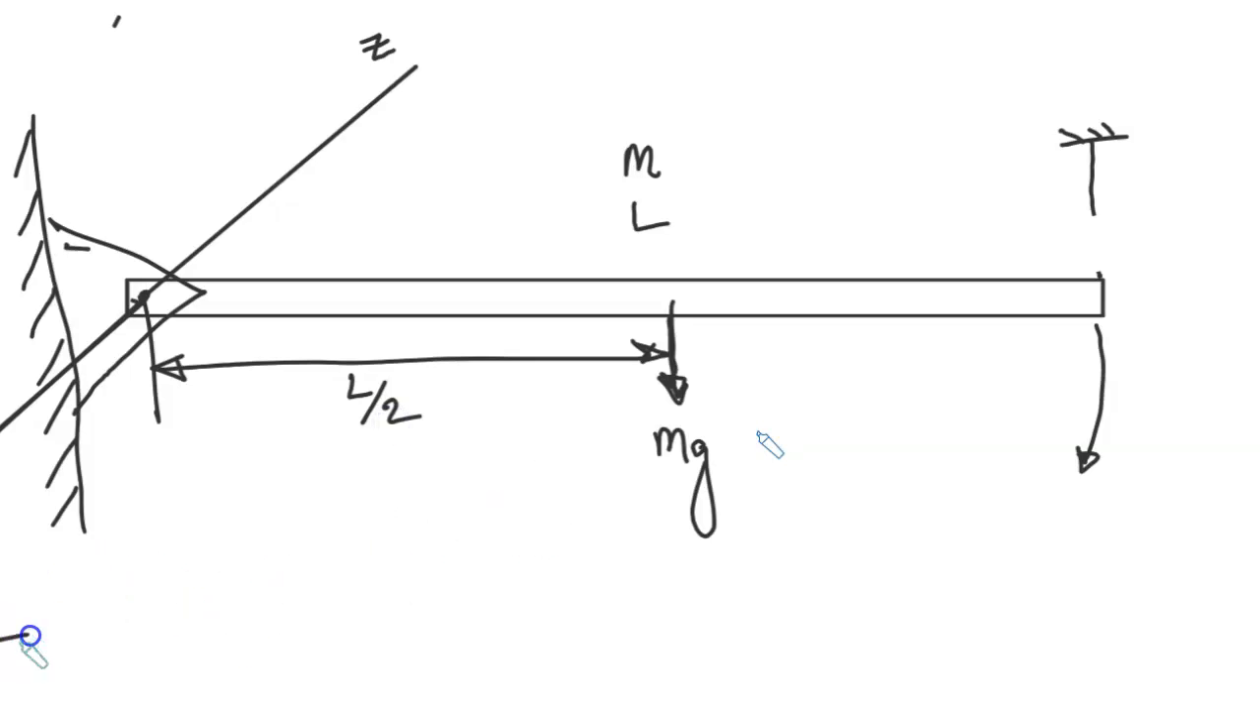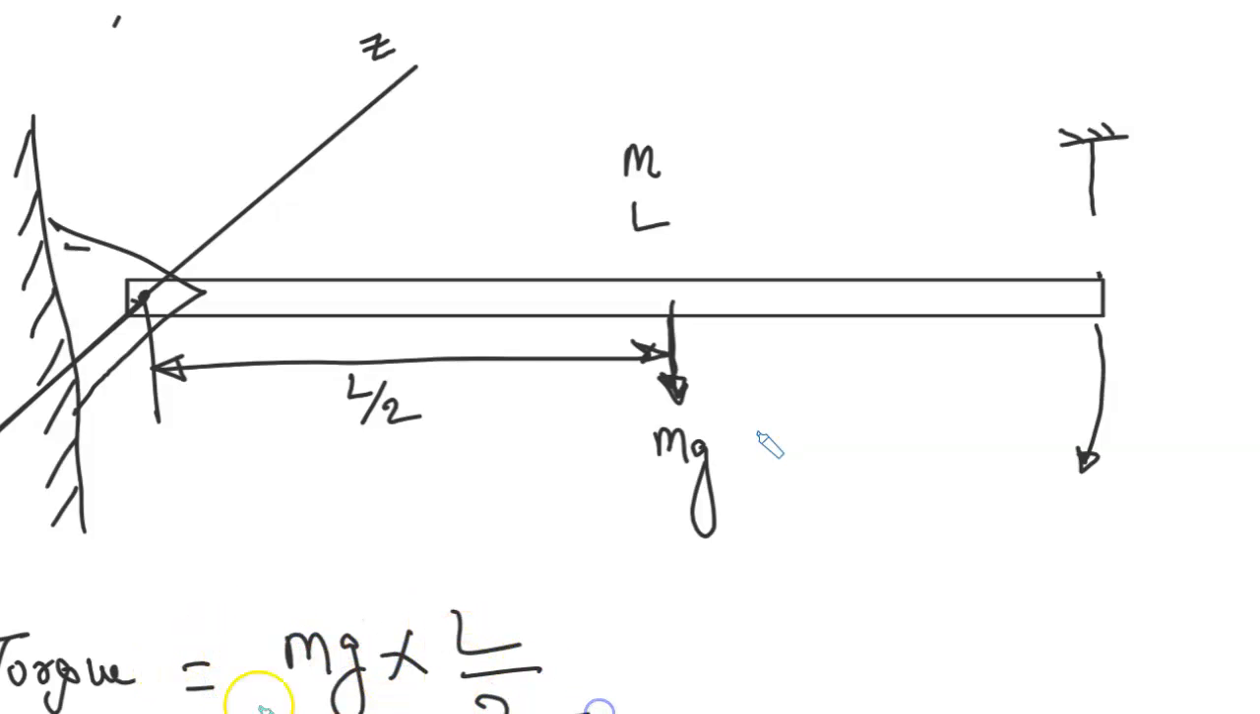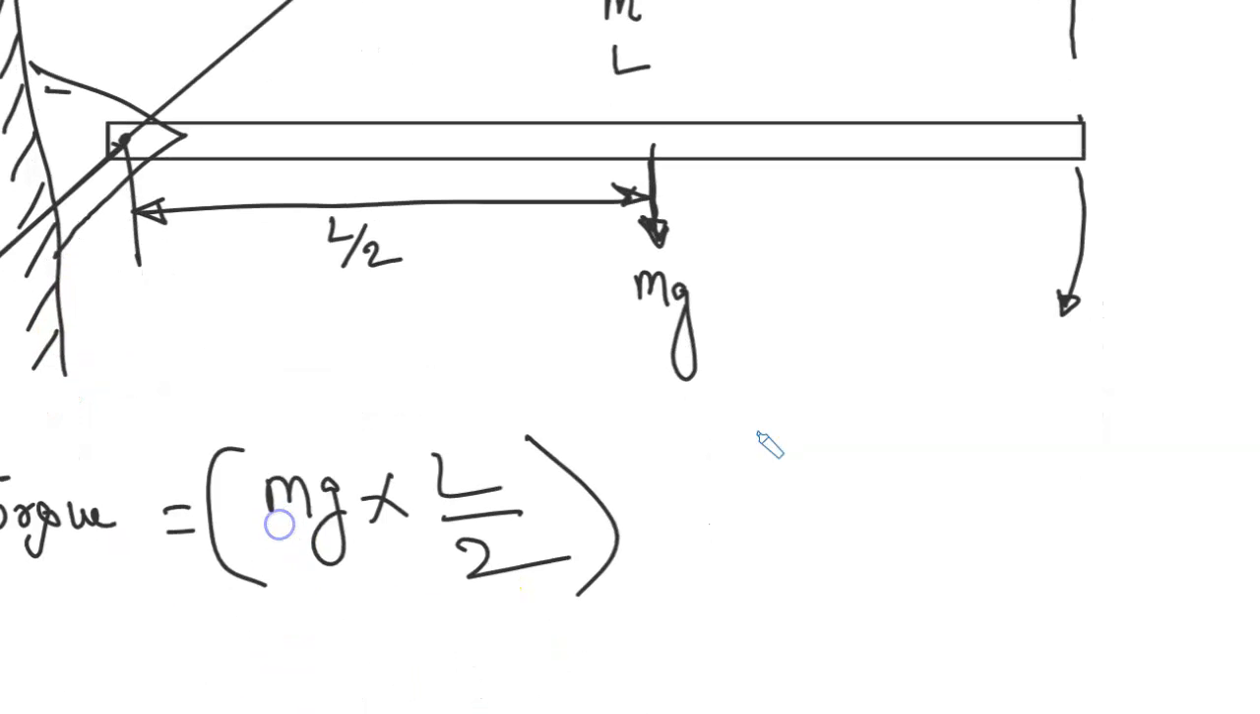So mg is going to create the torque. Who will rotate this rod? It is mg only. Once you cut it from here, it will rotate. So torque is equal to mg times L divided by 2. Very good, but you are not looking confident. I don't know why. Am I right?